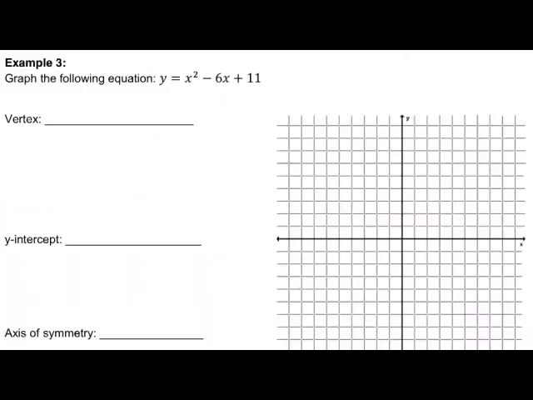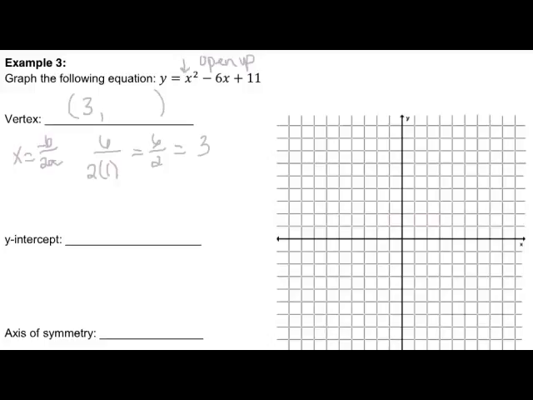The next example, we're graphing the equation y equals x squared minus 6x plus 11. Again, the first thing you should notice is our a is positive, so this one is going to be opening up. So first we want to find our vertex. Again, the equation is x equals the opposite of b all over 2a. So we're going to plug in those values. The opposite of b is negative 6, so the opposite of b would be positive 6 over 2 times 1. So 6 over 2 is equal to 3. So the x value for our vertex is 3.